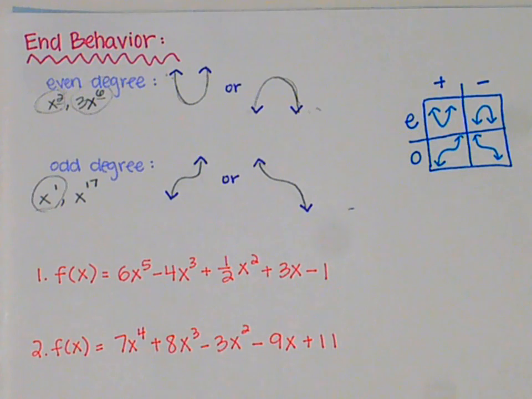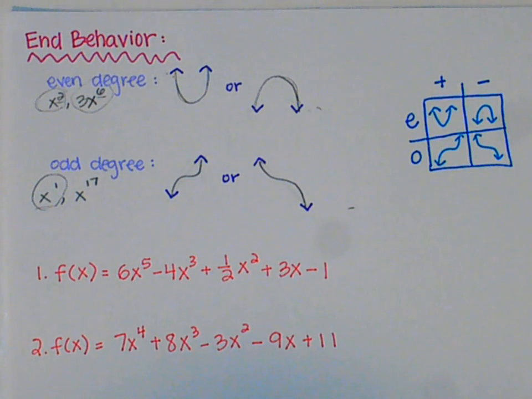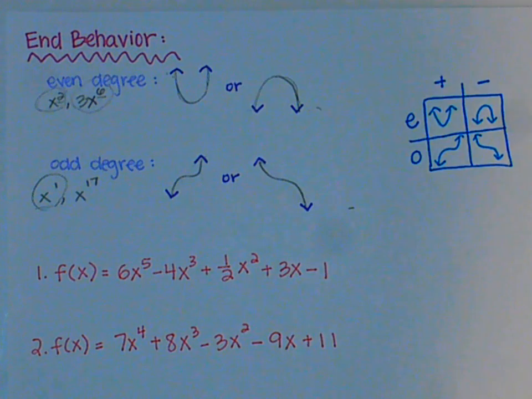Okay, so let's look at our first example here. 6x to the 5th minus 4x cubed plus 1/2 x squared plus 3x minus 1. If this looks familiar, it's the first example that we did when we wrote it in standard form.